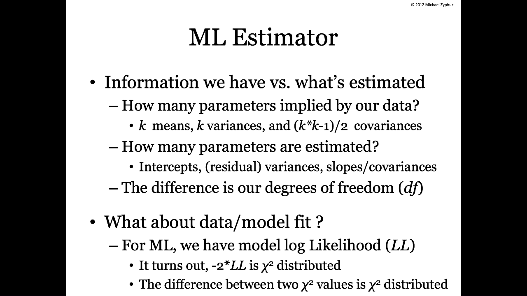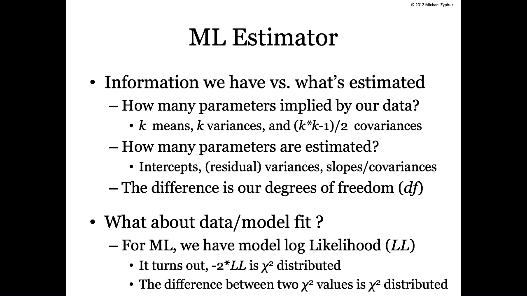Well, what do we estimate? Intercepts, variances or residual variances, and we estimate slopes or regression coefficients, and we estimate covariances. Those draw on different kinds of information. We use different information to estimate those.